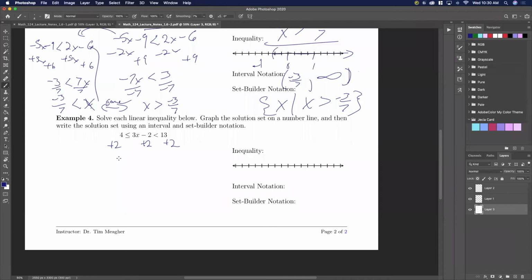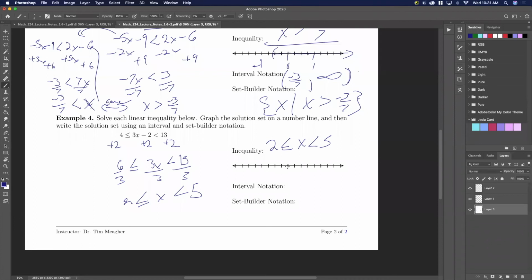So this becomes 6 less than or equal to 3x, which is less than, sorry, just less than 15. All right, so now we can just divide out the 3. This 3 is positive, so I don't need to swap signs. And so I'll have 2 less than or equal to x, less than 5. And so that's my inequality here, 2 less than or equal to x less than 5.